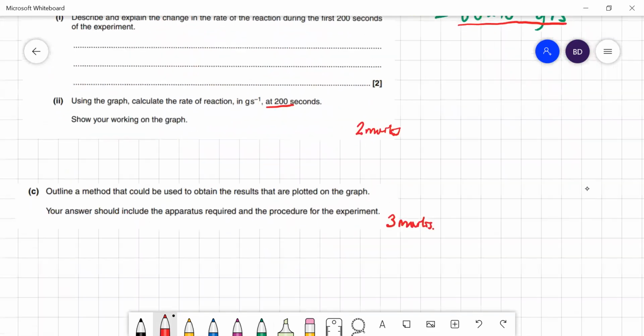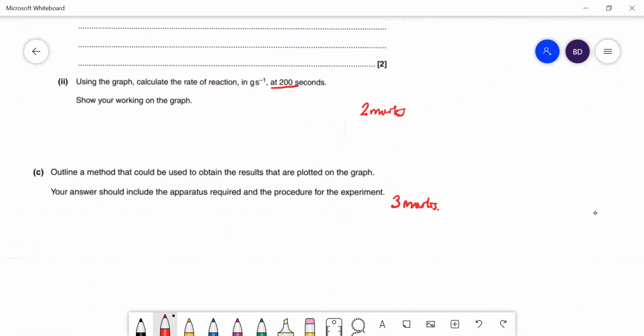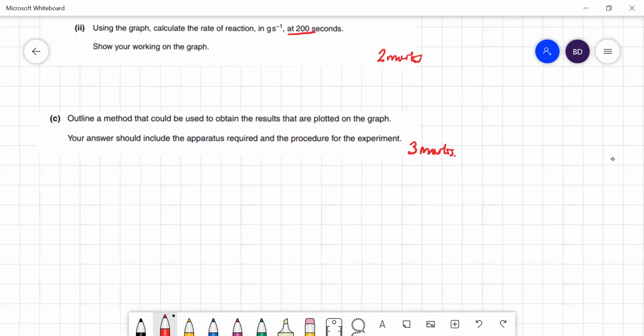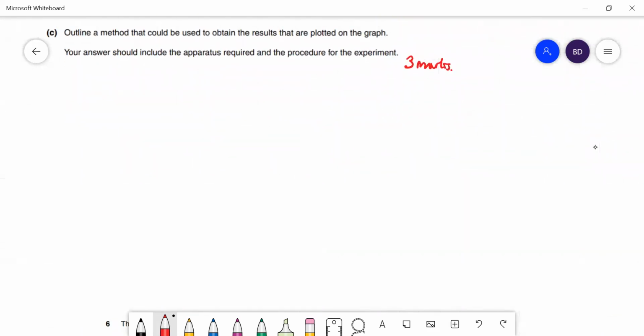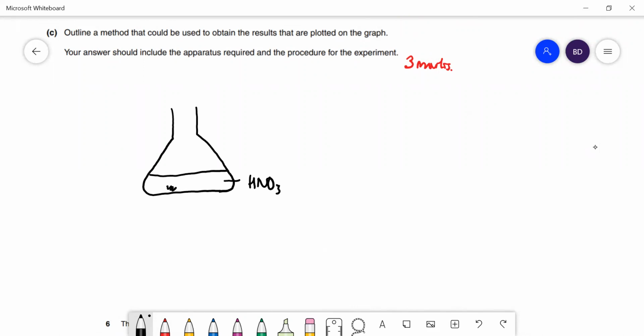Okay, outline a method that could be used to obtain the results that are plotted in the graph. It should include the apparatus required and the procedure for the experiment. So I would probably do it in a conical flask. And in there we would have our nitric acid and our solid strontium carbonate. You'd probably start the reaction by tipping the strontium carbonate in there. But what I would also do is put a cotton wool bung in there.